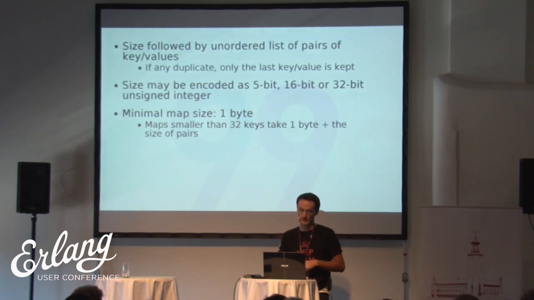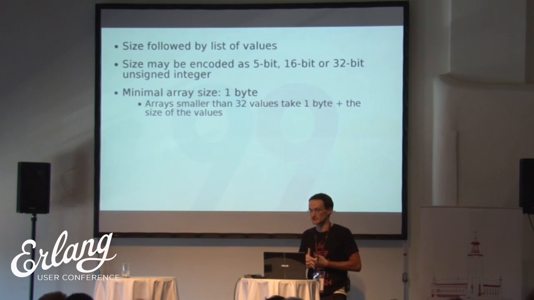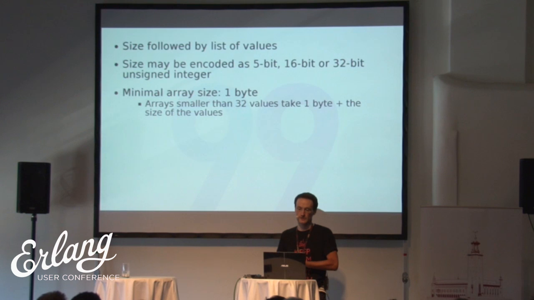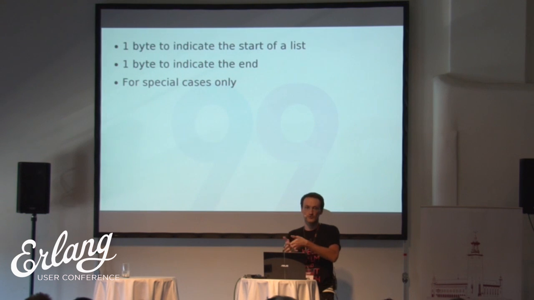It could be, we could fail, but I don't think it's a very good idea. Then we have arrays, which are lists of known lengths. So pretty much just an ordered list of values. And then we have a special type, list, which allows for creating lists of unknown lengths. So this one doesn't actually have a length.